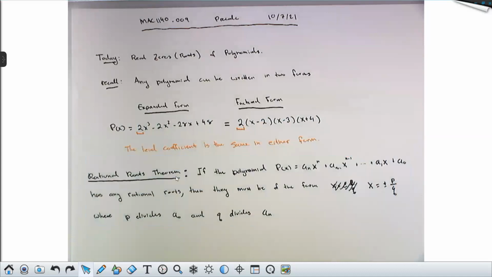If you want to know more about these sort of things, you can look up Vieta's formulas. This is a consequence of Vieta's formulas for polynomial roots. Pretty cool stuff. But for us, this is going to be good enough to let us factor pretty much anything that we would ever want to factor.